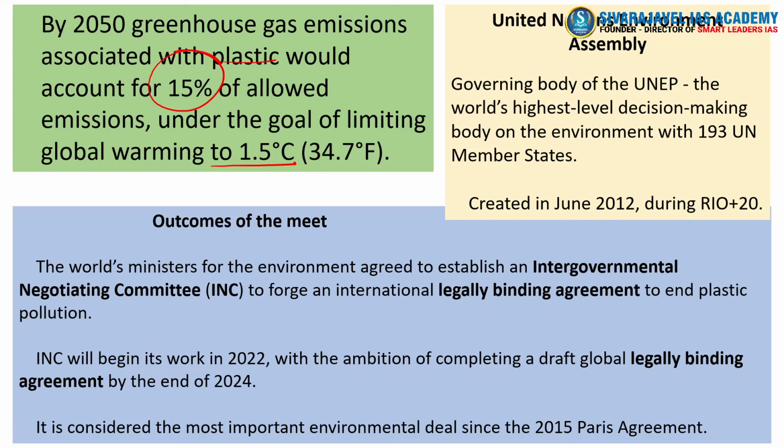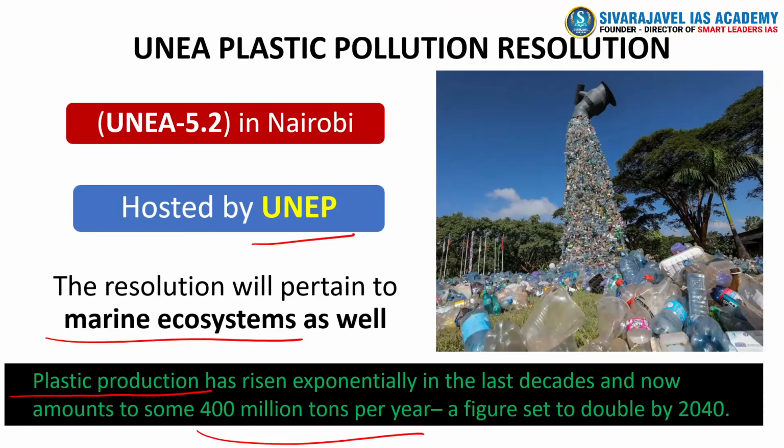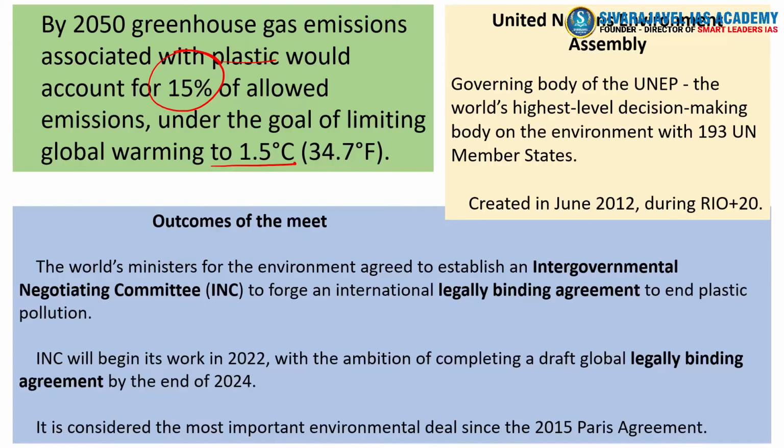And what are the outcomes of this meet, that is this UNEA plastic pollution resolution? The world's ministers for environment, that is each country's environment minister, came together in this meeting and agreed to establish something called the Intergovernmental Negotiating Committee, simply INC. And they are going to forge an internationally legally binding agreement to end plastic pollution. Most of the agreements regarding the environment are not legally binding, but this one is going to be legally binding. So this is very specific, so you have to know.